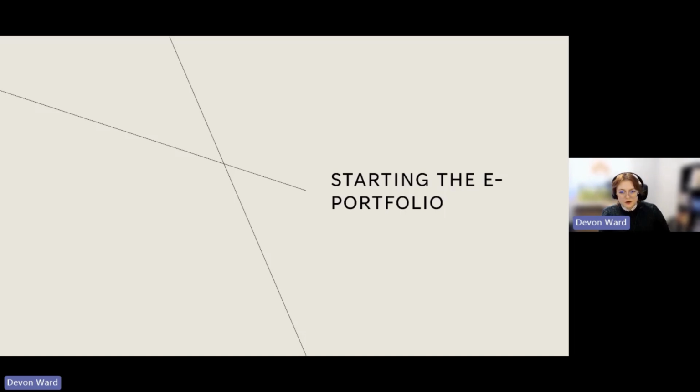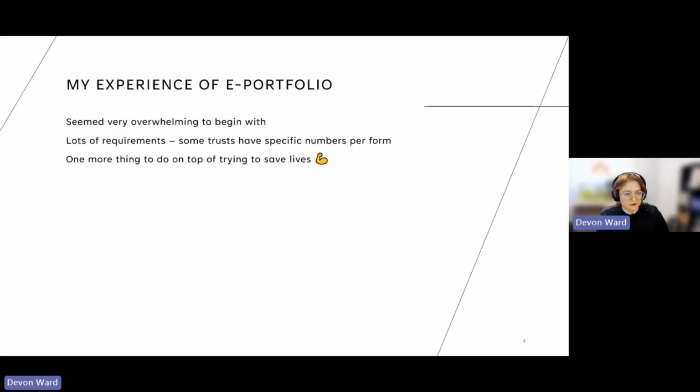So when it came to starting the e-portfolio, my initial perspective was that there's a lot of stuff on it. There are 13 individual things split up into 3 HLOs. It felt like a lot of requirements. I know that some trusts give you recommendations on specific numbers per form as well. I didn't have that in my hospital, but I was aware of it happening in other places. And I just thought, gosh, this is one more thing to do on top of trying to learn how to be a doctor.